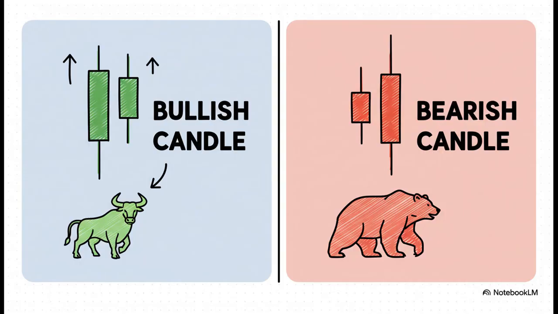The color of the candle basically tells you who won that round. If the candle is green, we call it bullish. That means the price closed higher than it opened, so the buyers were in control. If it's red or bearish, the price closed lower. The sellers dominated. It's really that simple.